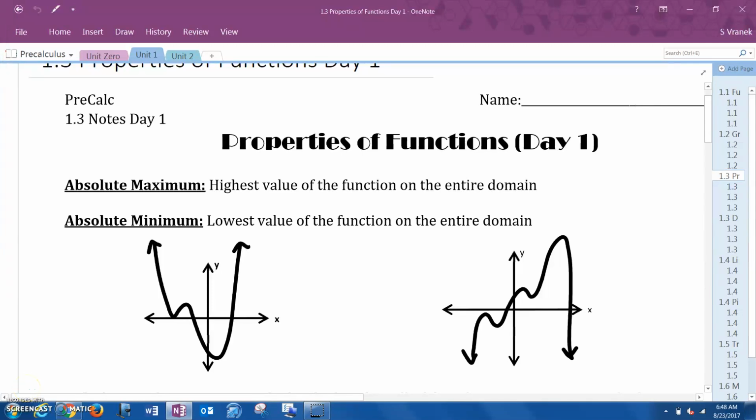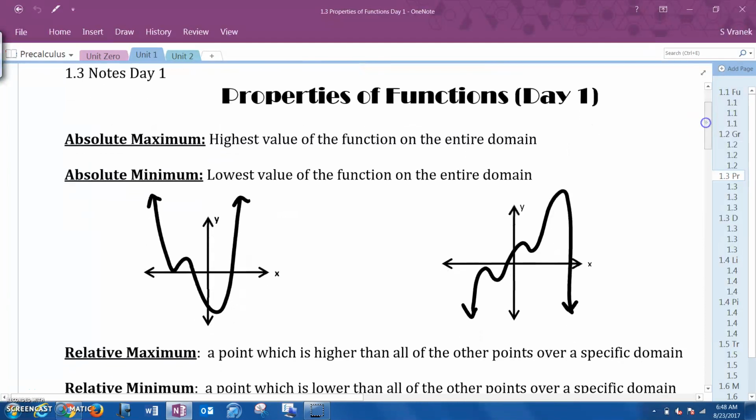Alright class, today we're going to talk about properties of functions. We're going to spend 2 days on this. First thing I want to talk about is what is an absolute max and min. Absolute means it is the lowest point of the whole function, and absolute max means it's the highest point.